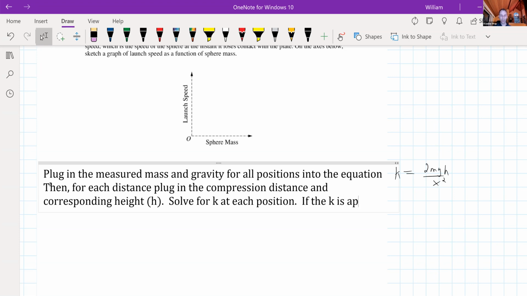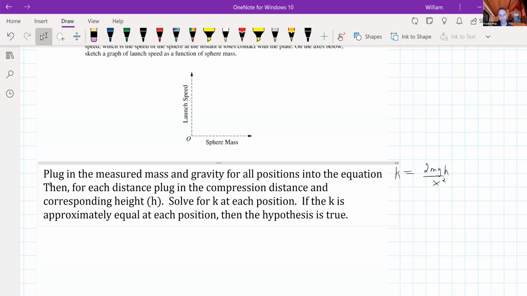If the k is approximately equal at each position, then the hypothesis is true. Again, what I keep finding over and over as a theme is that this is not a hard problem. It's just, what do they want me to do? What sort of partial credit are they looking for, etc.